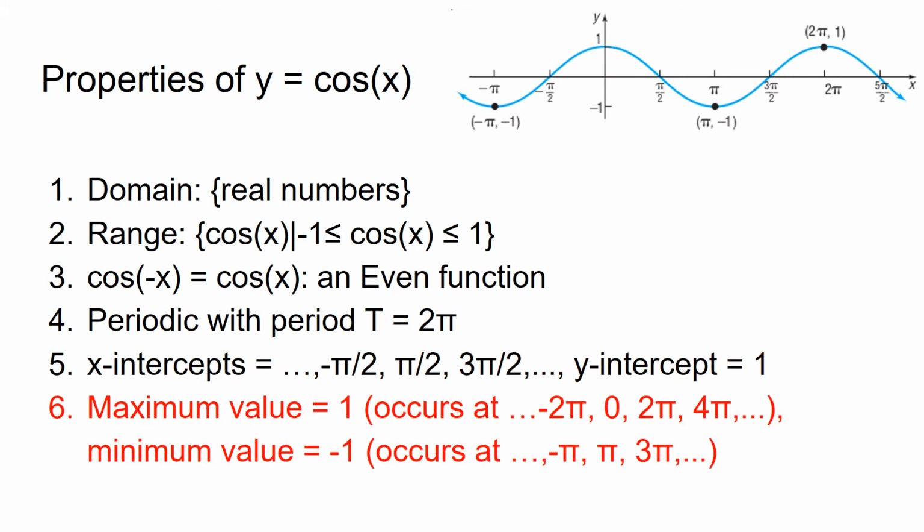The maximum value of cosine x is 1, and it occurs every 2 pi radians at minus 2 pi, 0, 2 pi, and so on. The minimum value also occurs every 2 pi radians at minus pi, and so on.